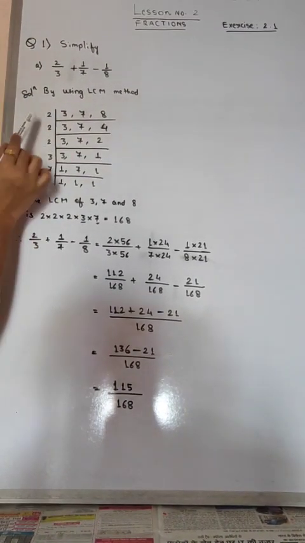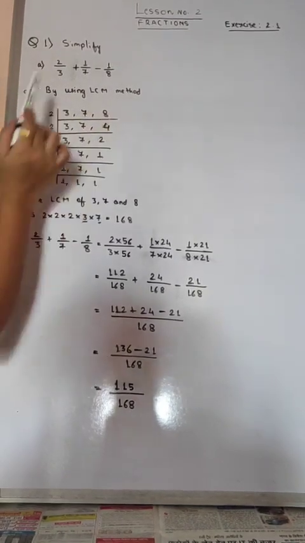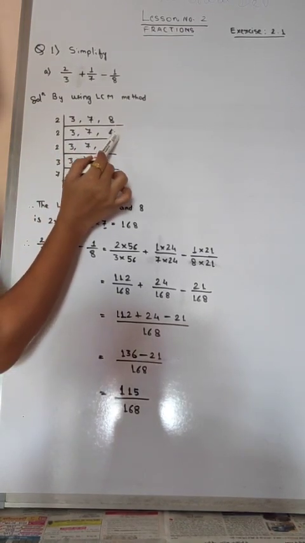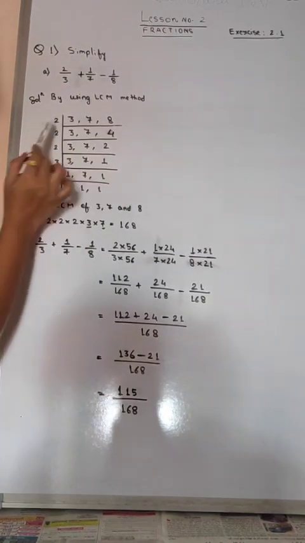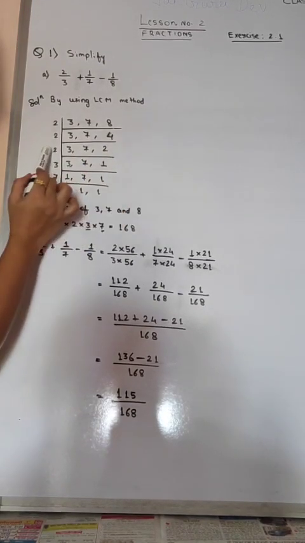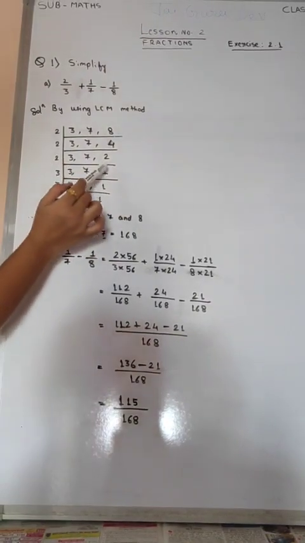That is 2. So 2 does not divide 3 and 7, but it divides 8. Dividing 8 by 2, we get 3, 7 and 4. Then again 4 is divisible by 2, so we get 3, 7, 2. Again 2 is divisible by 2, so we get 3, 7, 1.